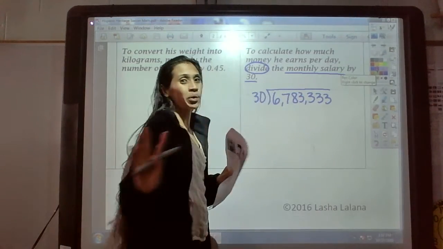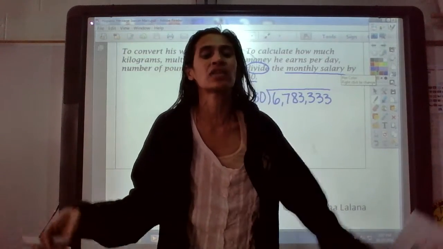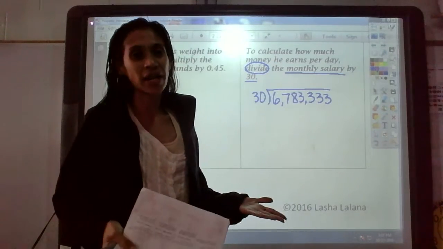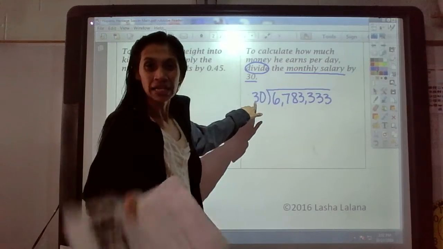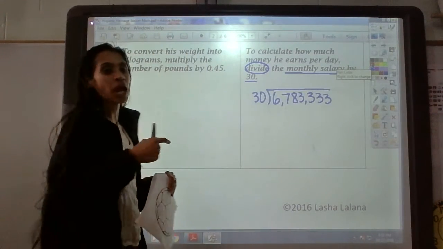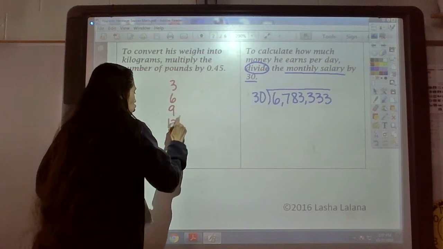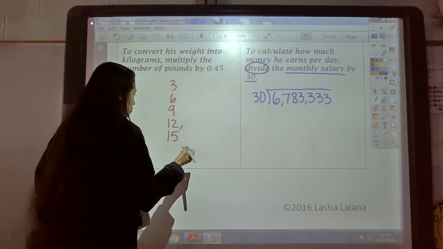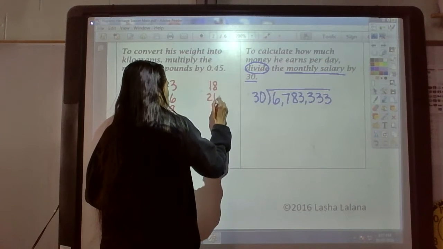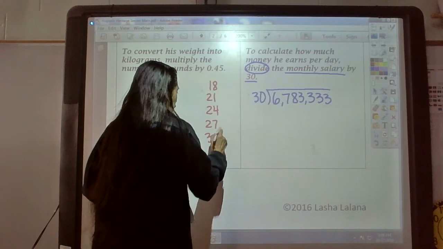Before we begin, I know some of you are saying, Ms. Alana, I can't divide by 30. But I've told you it's so easy. It's like multiplying and dividing by 3. So let's write our clues down to help us. Help me skip count by 3: 3, 6, 9, 12, 15, 18, 21, 24, 27, and 30.